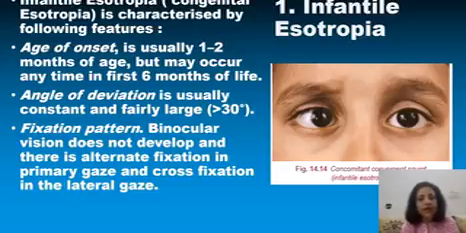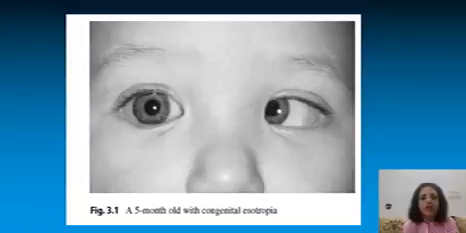Now, infantile esotropia or congenital esotropia is characterized by the following features. What is the age of onset? It is usually 1 to 2 months of age or may occur any time in the first 6 months of life. The angle of deviation is usually constant and fairly large, more than 30 degrees. Fixation pattern: the binocular vision does not develop and there is alternate fixation in the primary gaze and a cross fixation in the lateral gaze.